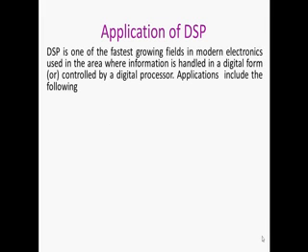Applications of DSP. DSP is one of the fastest growing fields in modern electronics, used in areas where the information is handled in digital form or controlled by a digital processor. Applications include the following: image processing. In image processing, image compression, decompression, recognition, and filter operations can be performed using the digital signal processor.